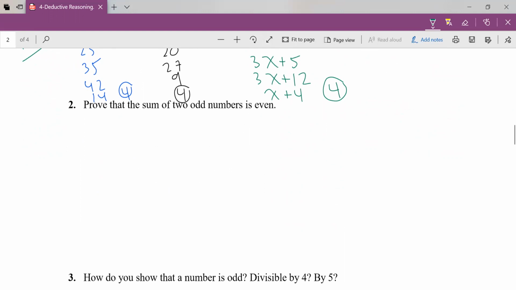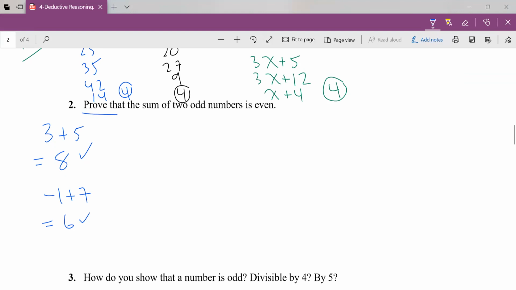The next one says, prove the sum of two odd numbers is even. Let's do induction first. The sum of two odd numbers, 3 plus 5 is 8. Yep, looks like it's right. I look for a counterexample. Minus 1 plus 7 is 6. It looks like whoever made this conjecture looks right to me. Let's prove it. Let's show it's true.